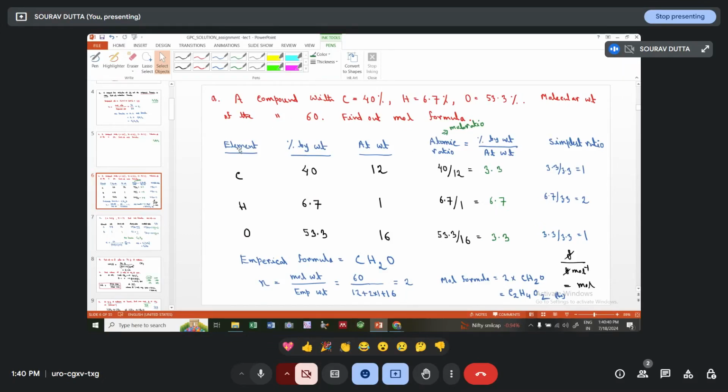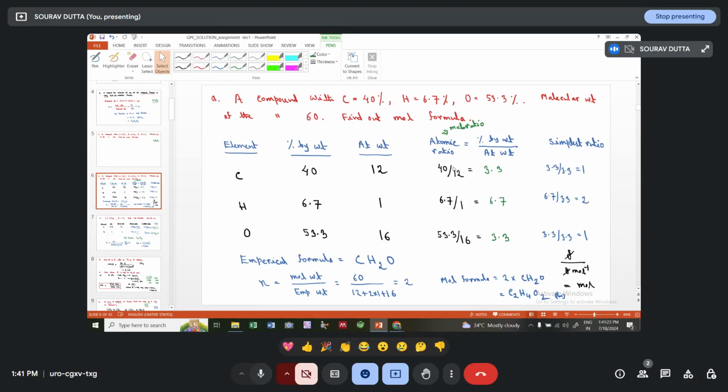At first, some columns can be drawn: element, percentage by weight, atomic weight, atomic ratio, that is basically the mole ratio, and simplest ratio. There are 3 elements: carbon, hydrogen and oxygen. Percentage by weight: carbon is 40, hydrogen 6.7, oxygen 53.3. The atomic weight of carbon is 12, hydrogen 1, and oxygen 16.